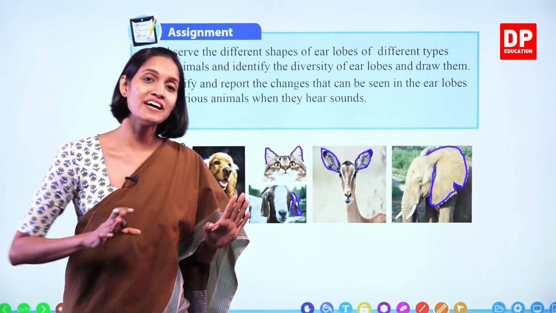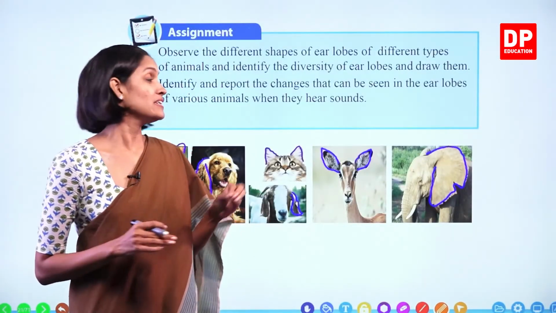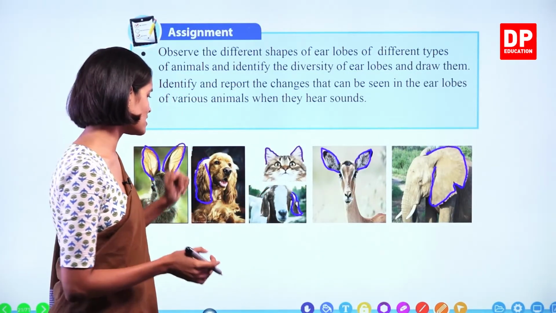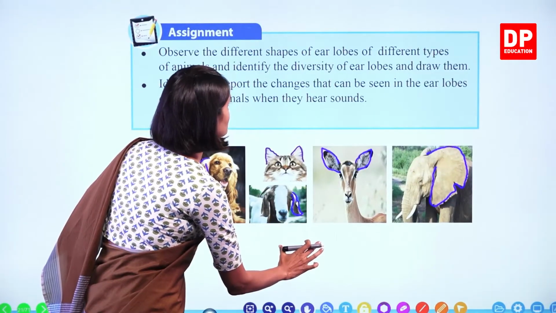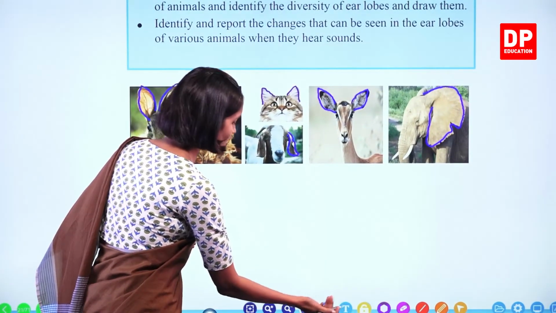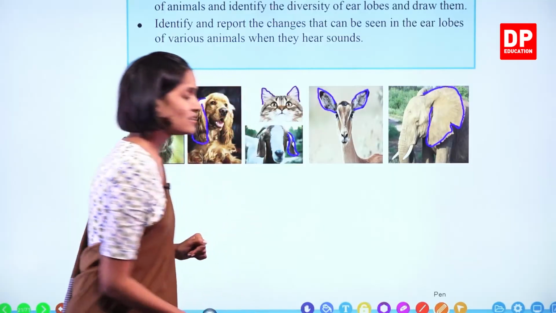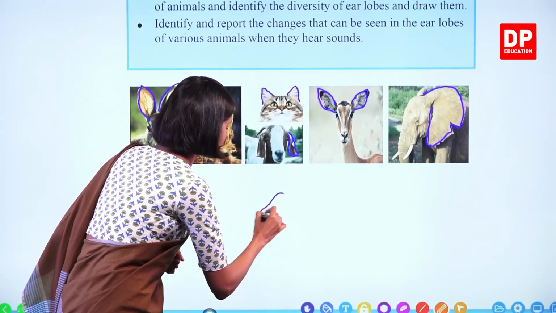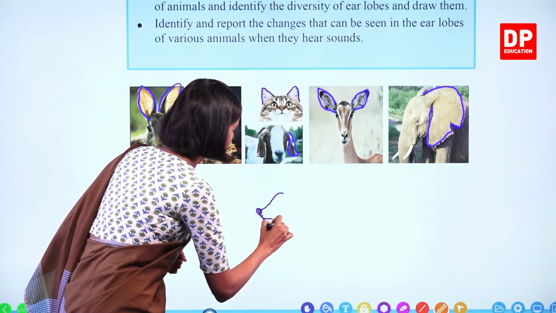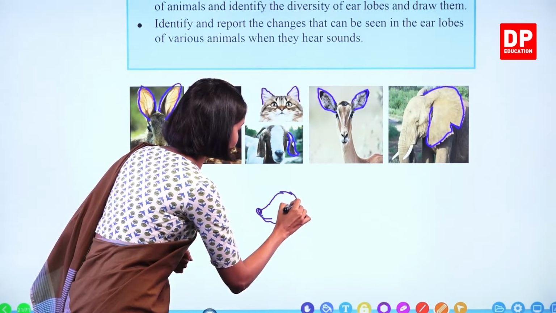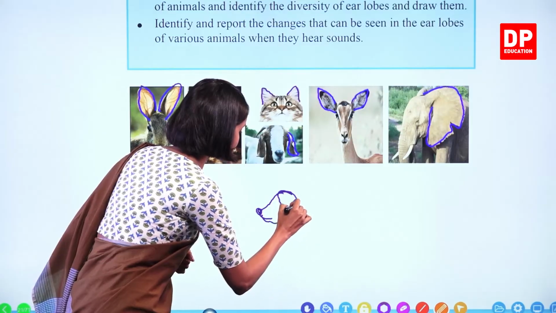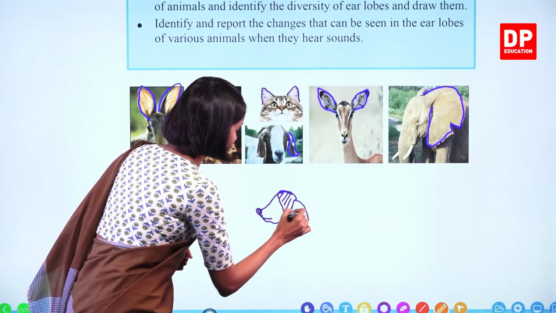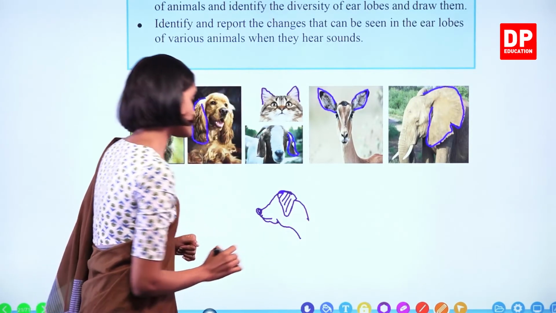So you observed there what the differences are between the earlobes of different animals. Now let's say dogs, when they are not listening to anything, most of the time their earlobes are dropped. Like this. This is the dog. Normally their earlobes are dropped like this. Right? This is the earlobe. It is dropped like this.